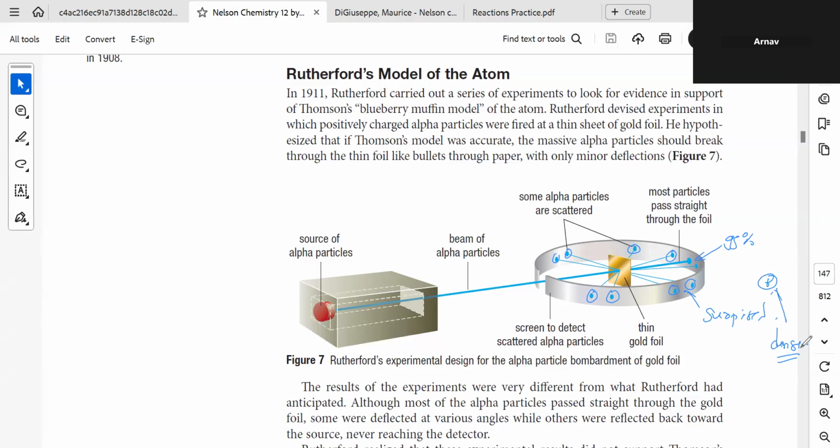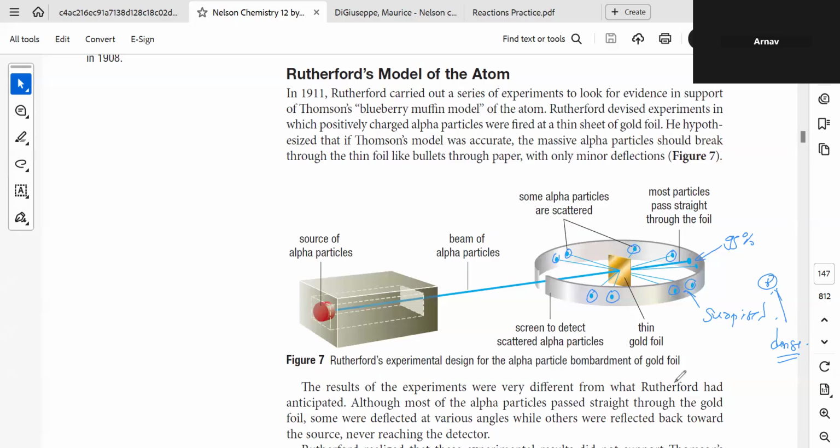Now, the dense region is extremely small. If it was large, none of them should have passed through. 95% of the particles are passing through, which means these positively charged particles in the gold foil are extremely tiny. Correct?